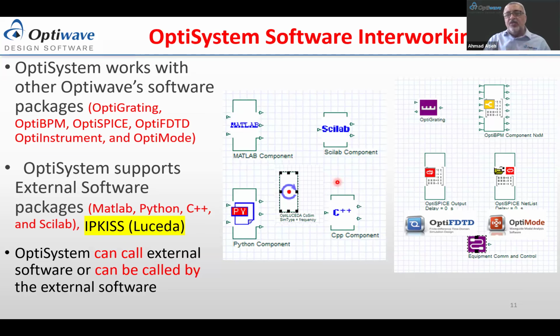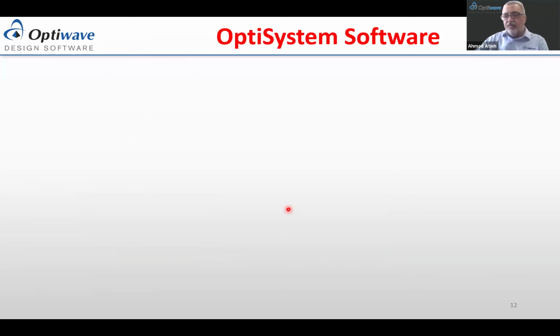You can write your own code for a component or for some system. You have proprietary information on it, and then add it as a component in OptiSystem. So you run OptiSystem, and when it reaches that MATLAB component or Python component, it calls the software, does the calculation there, gets the results, and then continues in OptiSystem. So either way can work. And finally, this Luceda component, which we talk about today, is mainly for testing the photonic integrated circuit, which we're going to concentrate on in a few minutes.